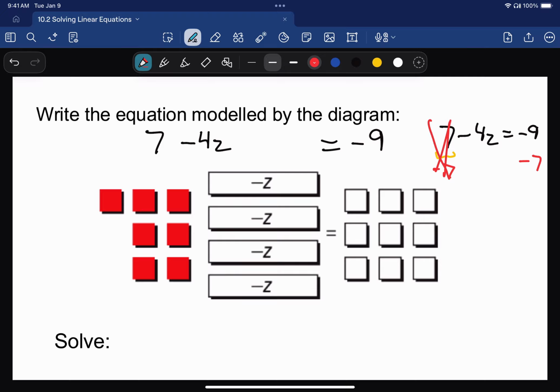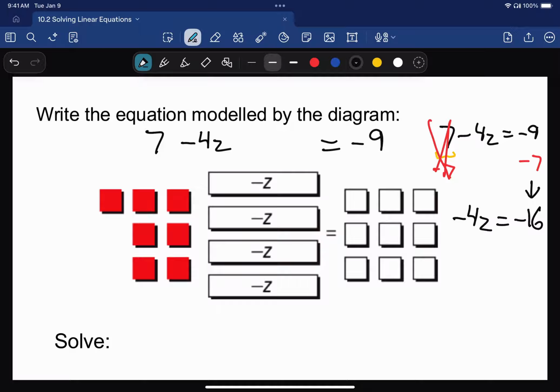Okay, negative 9 minus 7. So negative 9, we're already in the negatives, and we're going to subtract 7 more off of it. So we're going to get even lower. So we're going to get down to negative 16. Okay, so now our equation is going to look like this, negative 16. Okay, and now we have negative 4z equals negative 16.